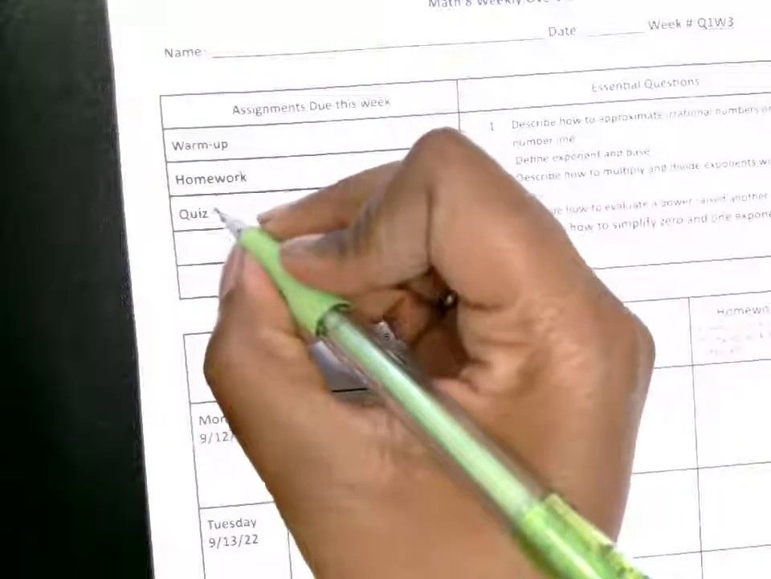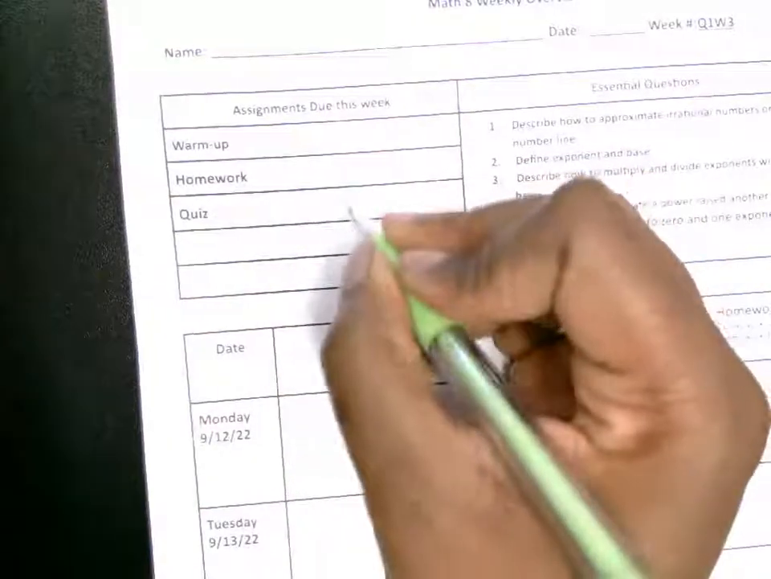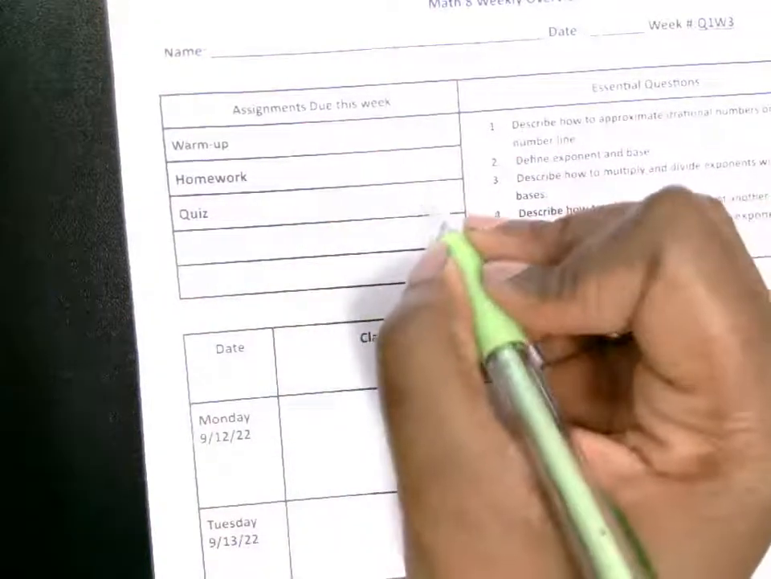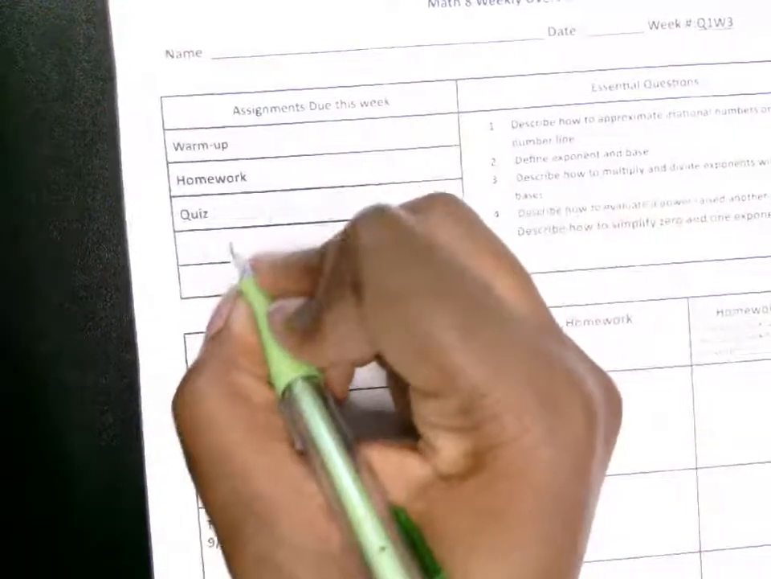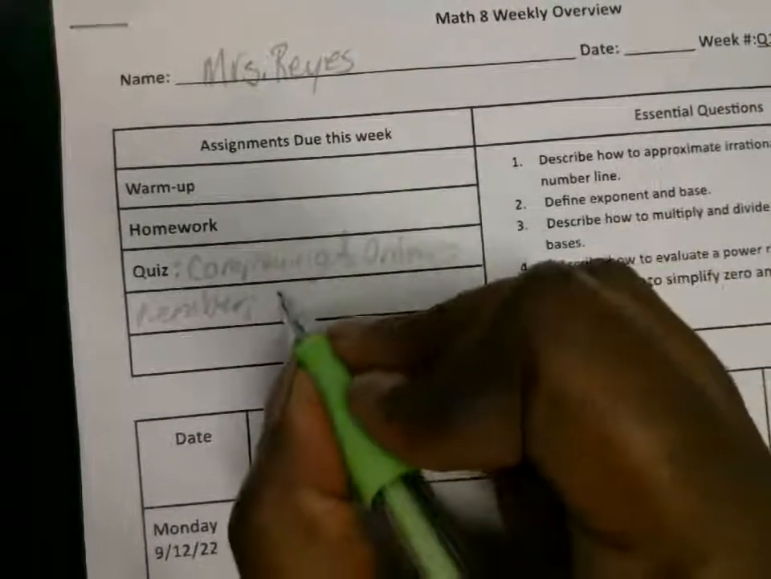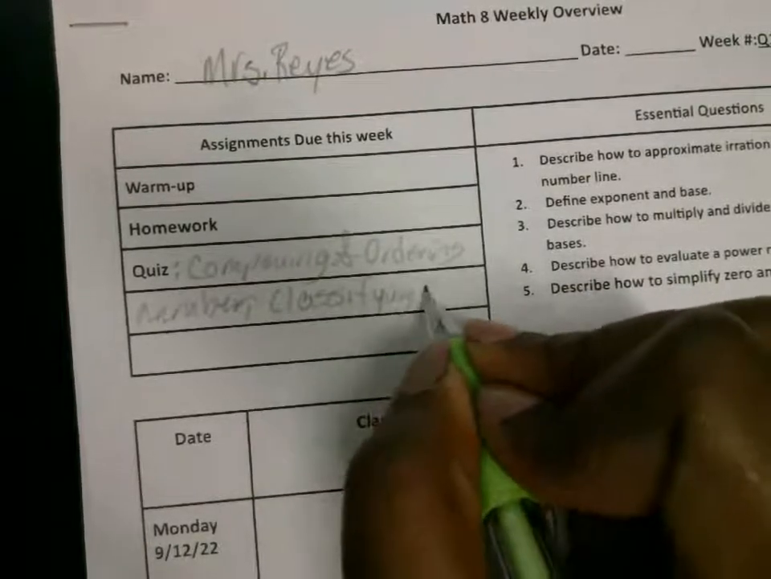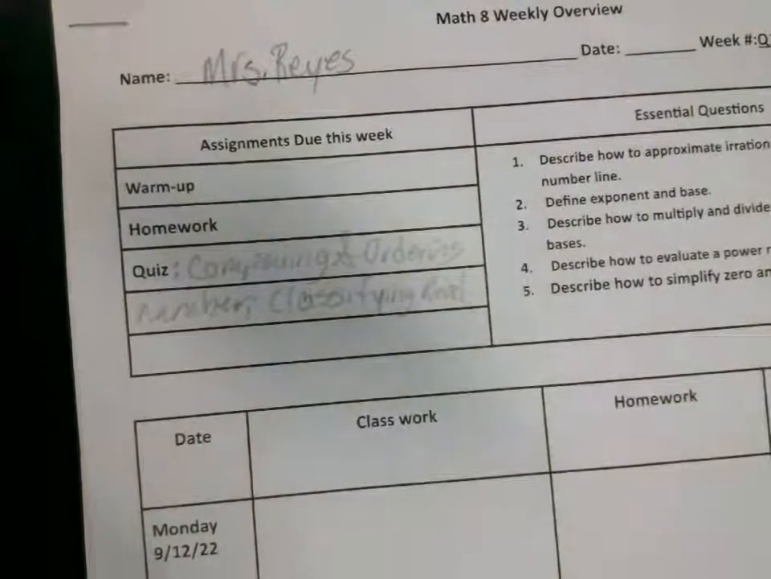we have an assessment at the end of the week on comparing and ordering numbers. We're going to be comparing and ordering numbers. We're also going to be classifying numbers, telling if a number is a real number, whole number, natural number, integer, and so forth. So we're going to be classifying real numbers.